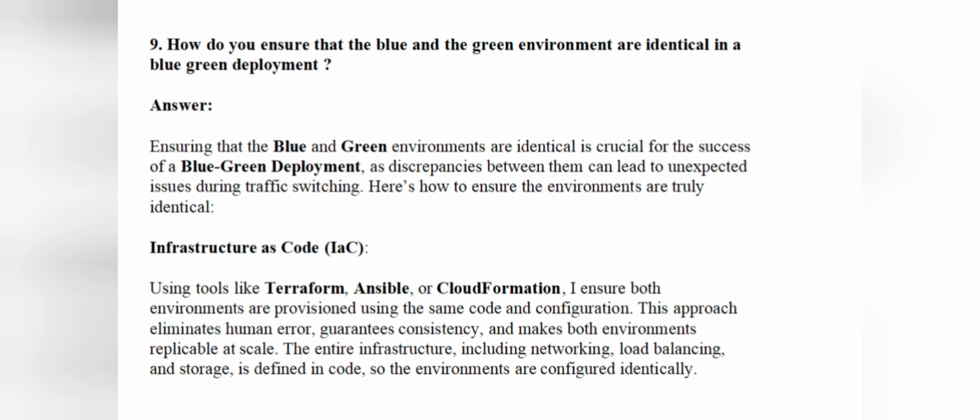First is infrastructure as code. Using tools like Terraform, Ansible, or CloudFormation, it can be ensured that both the environments are provisioned using the same code and configuration. This approach eliminates human error, guarantees consistency, and makes both the environments replicable at scale. The entire infrastructure, including networking, load balancing, and storage, is defined in the code, so the environments are configured identically.